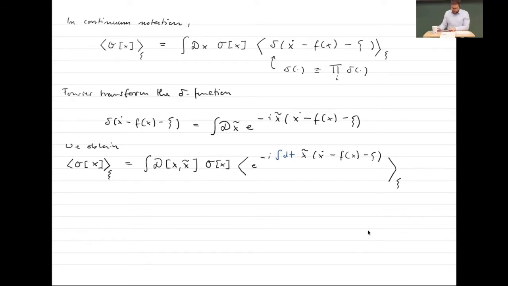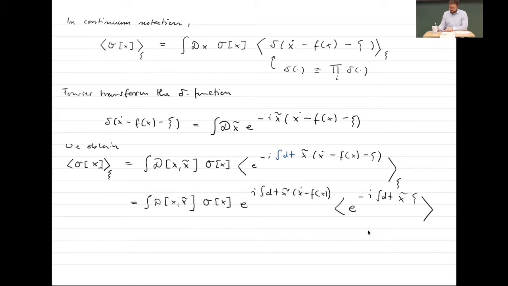We can move out everything that does not depend on psi, the noise, out of the average, because the average is over the noise. So we have the path integral over x tilde and x. Now comes the stuff that does not depend on psi: the exponential of the integral dt x tilde (x dot minus f of x). And now we have some average over e to the minus i integral dt x tilde times psi.